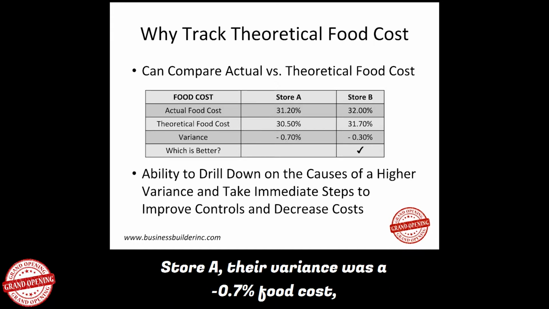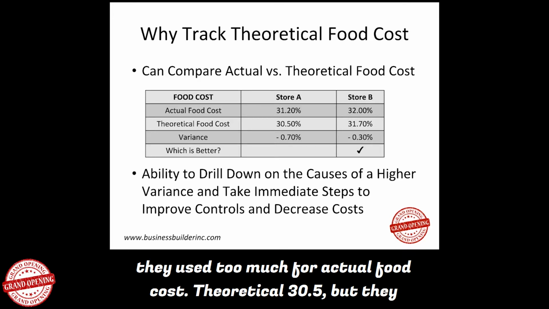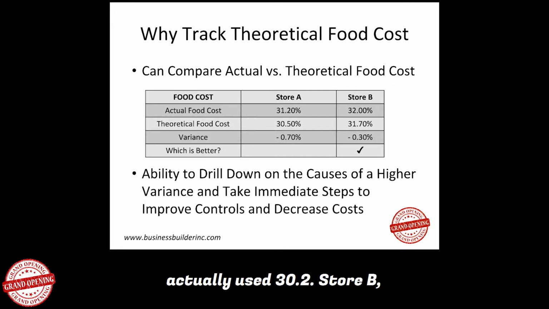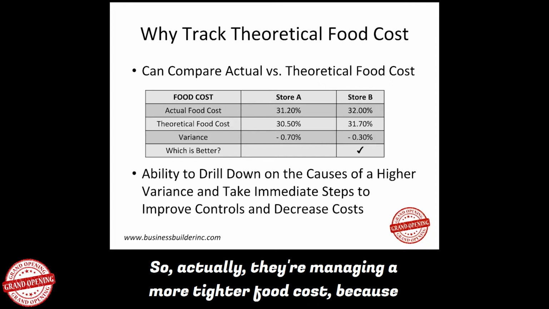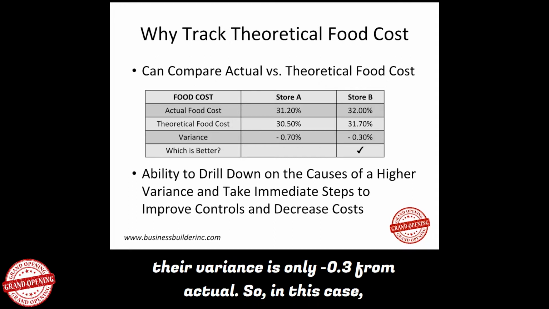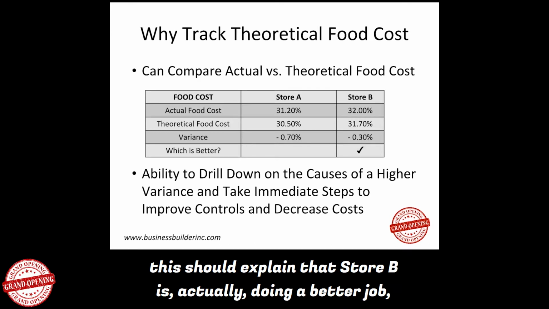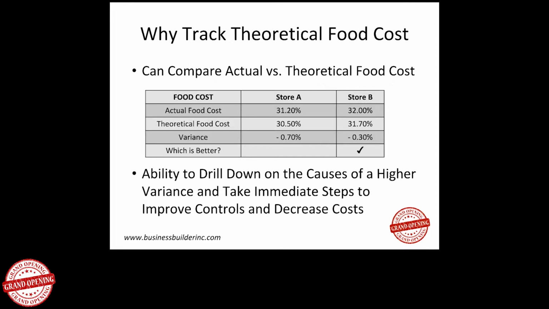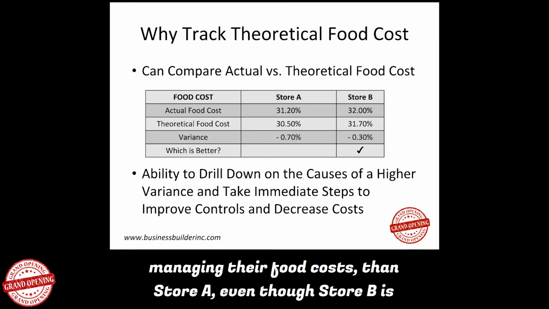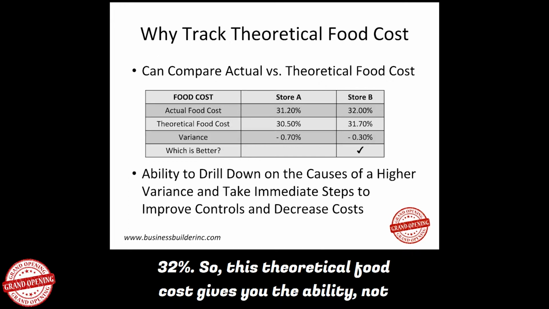In store A, their variance was minus 0.7% food cost. They used too much for actual food costs. Theoretical was 30.5, but they actually used 31.2. Store B had a higher actual food cost, but guess what? They had a higher theoretical food cost. So actually, they're managing a tighter food cost because their variance is only minus 0.3 from actual. This should explain that store B is actually doing a better job managing their food costs than store A, even though store B is at 32%.